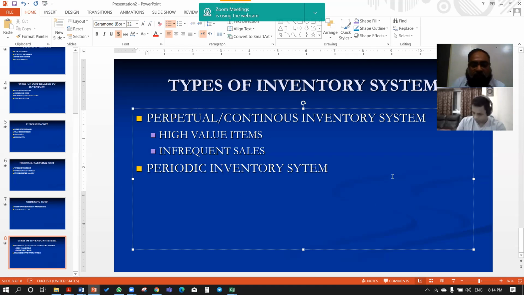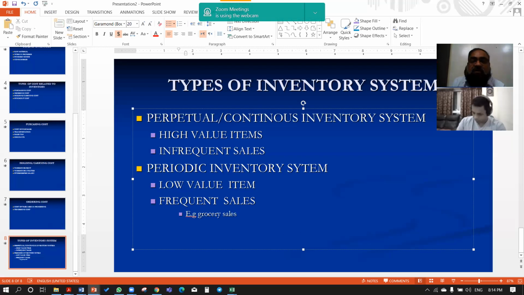Let's understand the periodic inventory system. Periodic inventory system means we have a low value item and frequent sales, for example, grocery sales. So basically these are the types of inventory system. Next we have methods of inventory system.